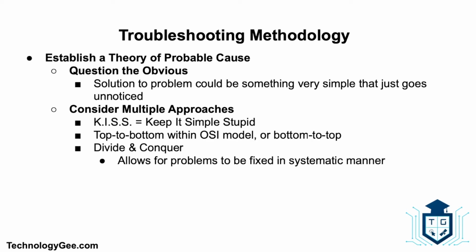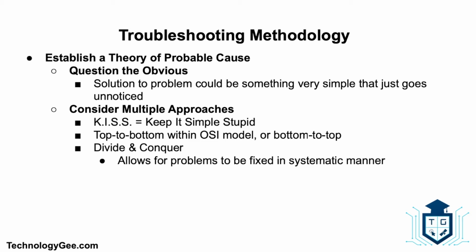Step 2, you want to establish a theory of probable cause. So once you think you successfully researched solutions and identified potential issues that may be causing the problem, it is now time for you to establish a theory of probable cause by doing the following. First thing you want to do, you want to question the obvious.